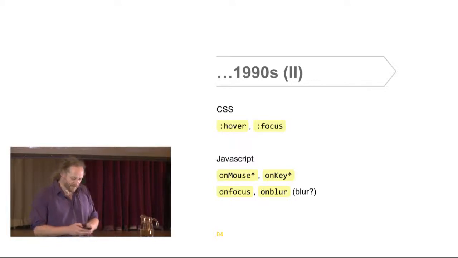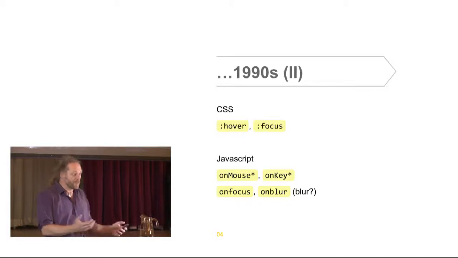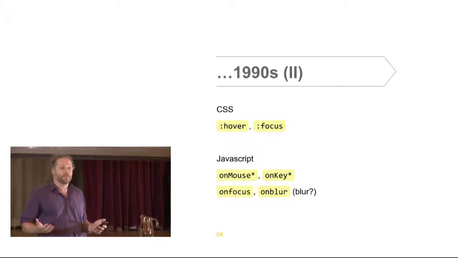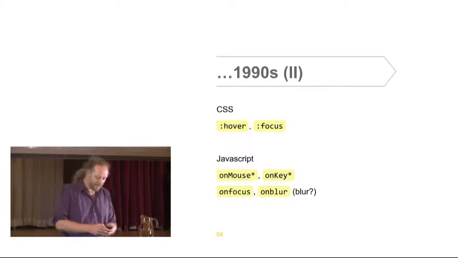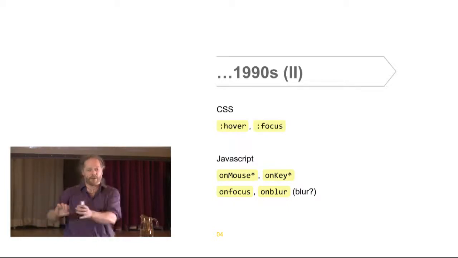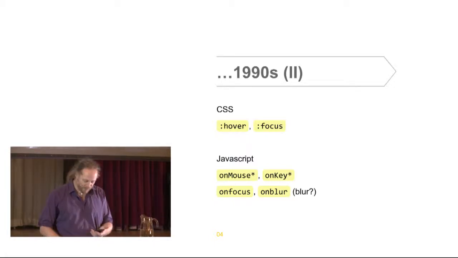We got hover and focus, right? And a few other things. But with those, you could do some kind of interaction. We got JavaScript. You could do lots of interaction with JavaScript. It was the second coolest thing. The first coolest thing was just making random bits of your page disappear non-interactively to surprise people.